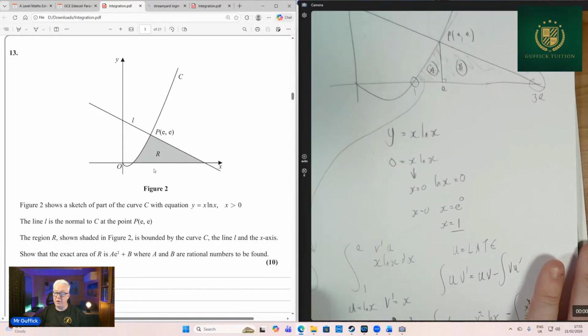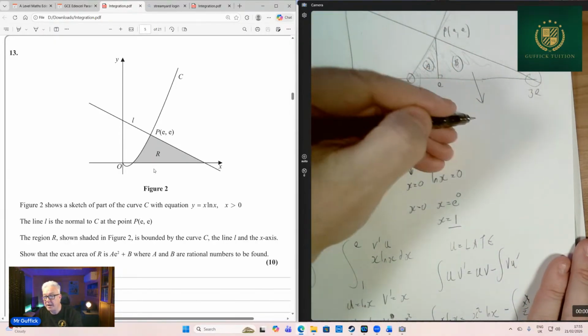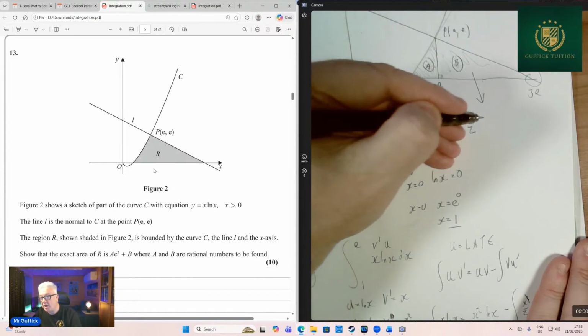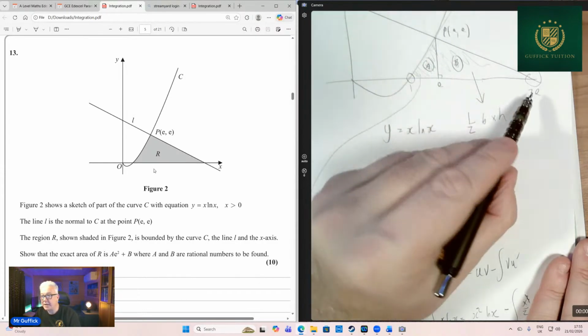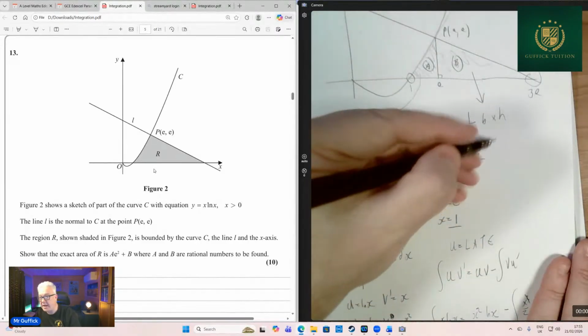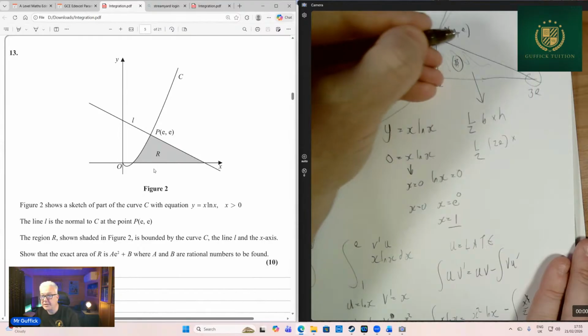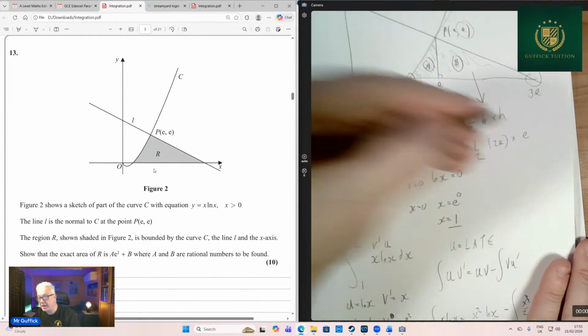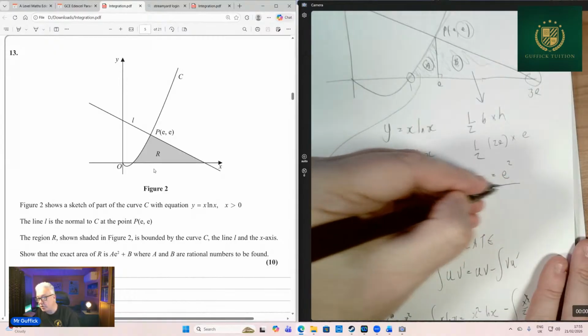So now we're in a perfect position to find the area of this triangle B. Area is just a half base times height, and the base is going to be 3e, take away e, so in other words 2e. The height is e, because that's the y coordinate there. So that ends up as just being e squared is the area of the triangle.